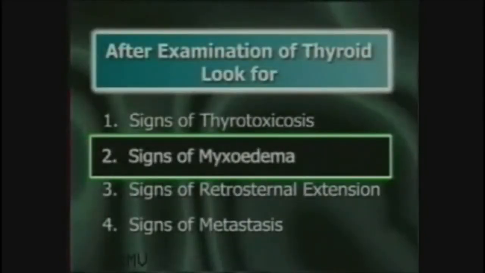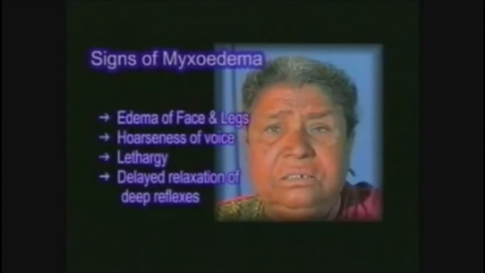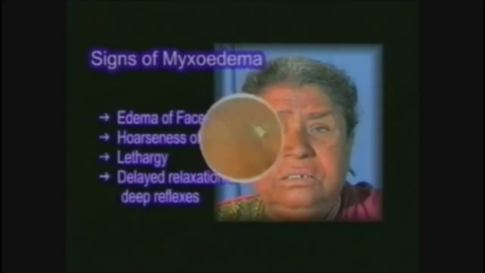Signs of myxedema. If there are no signs of thyrotoxicosis, look for signs of myxedema. Is the voice hoarse? Is there edema of the face and legs? Does the patient feel lethargic? And look for the diagnostic clinical sign, that is delayed relaxation of the deep reflexes. Test the ankle jerk and the knee jerk. Note the typical myxedema face with edema and dry, coarse skin, and listen to the characteristic slow, hoarse voice.